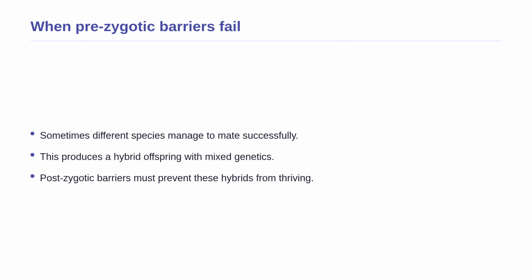For the species to remain distinct, the hybrid offspring must be evolutionarily unsuccessful. They might be weak, unable to survive to adulthood, or completely sterile. This severe disadvantage is what ultimately maintains the invisible biological wall between the species.